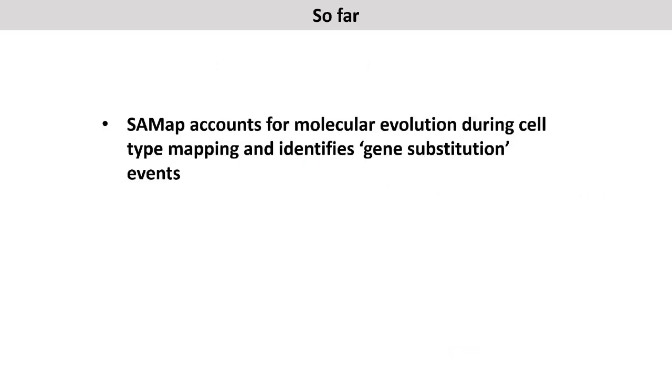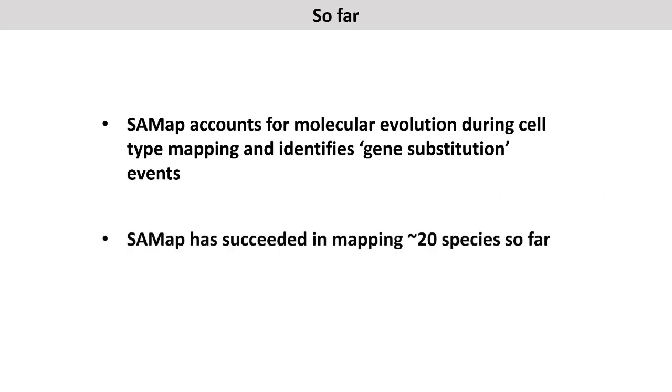So far, I have introduced SEMAP, which explicitly accounts for the complex evolutionary changes of gene families during cell type mapping. And in collaboration with many research labs, we have so far successfully mapped more than a dozen species. The mapping results appear to be highly consistent with experimental manual matching, and in many cases help the cell type annotation, especially in non-model organisms.